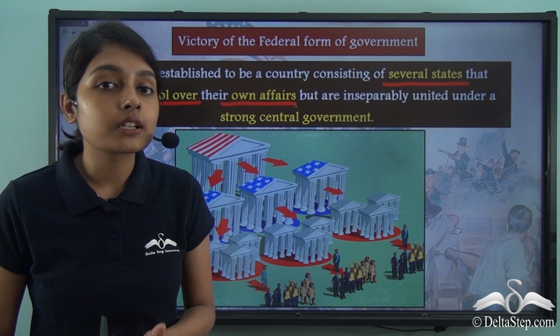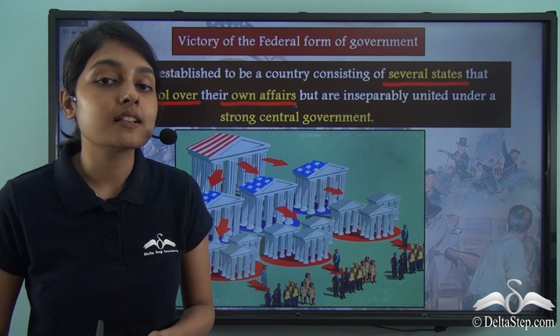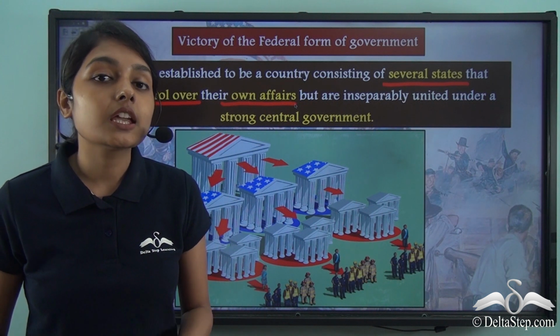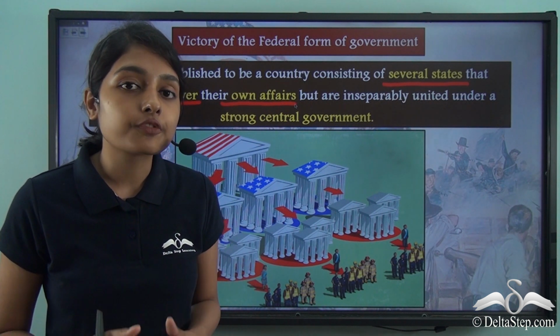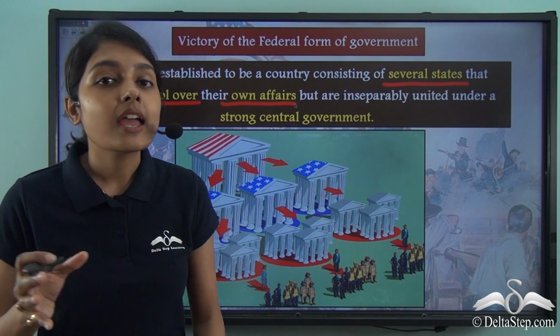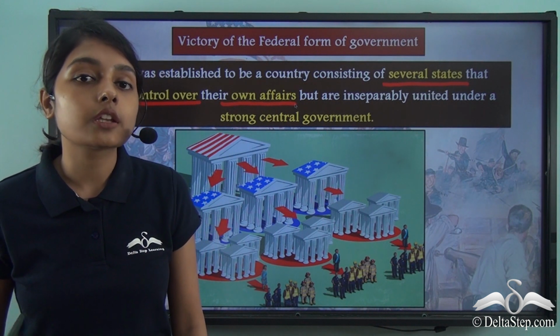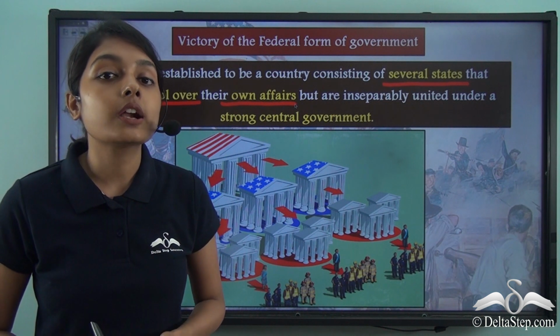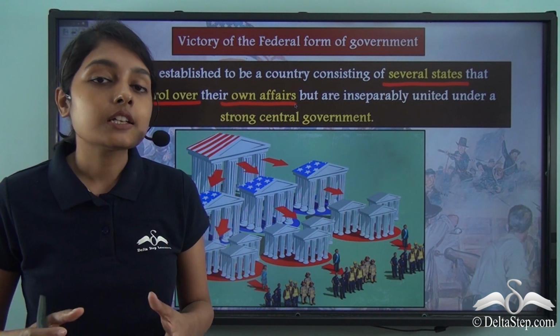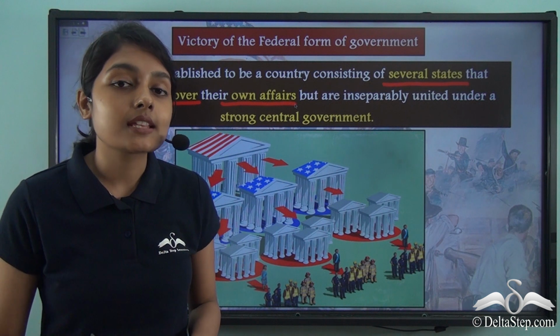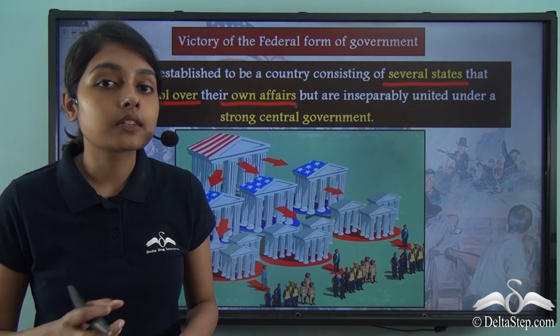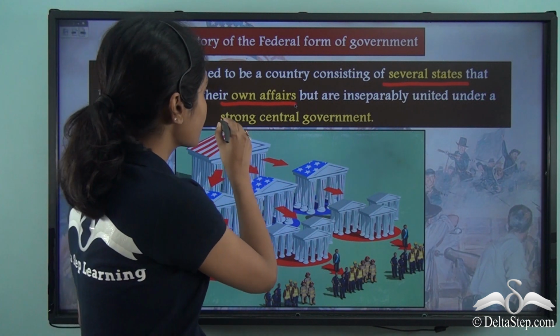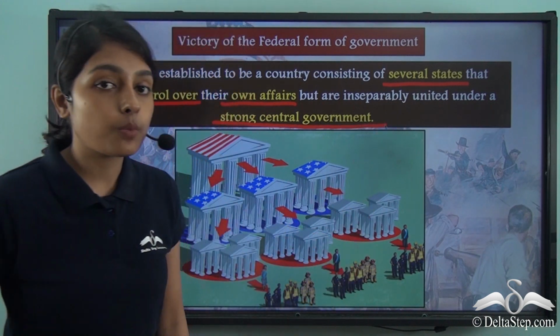And most importantly, they could not separate themselves from the Union. They were to be a part of the federal government itself, and they were supposed to enjoy their autonomy only over their own affairs or only over internal affairs. And to ensure that all the states remained together under the Union, a strong central government was required.